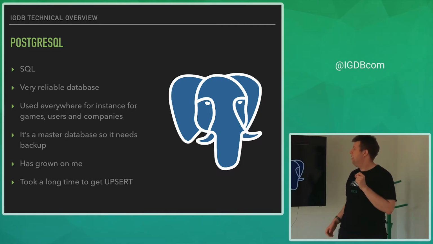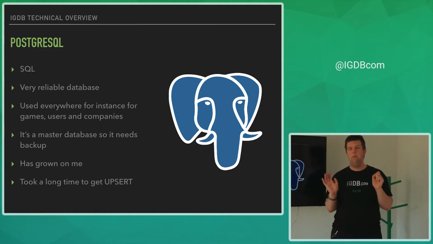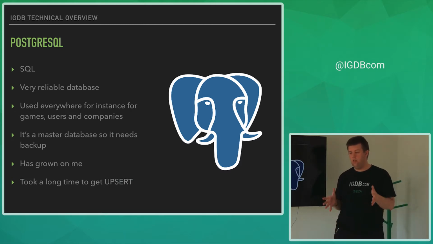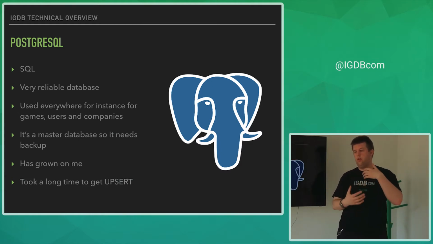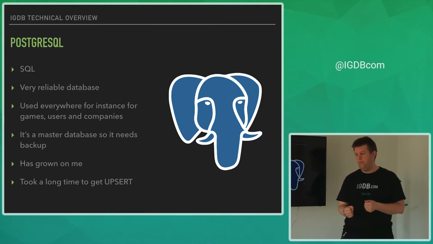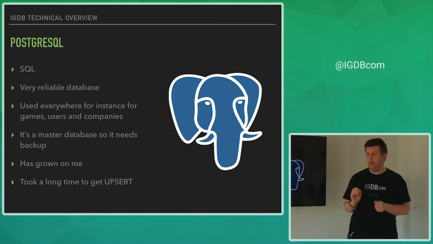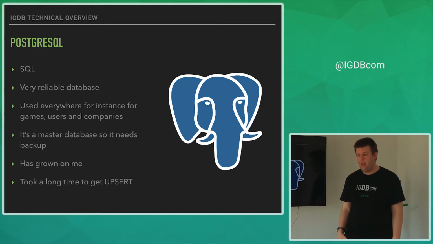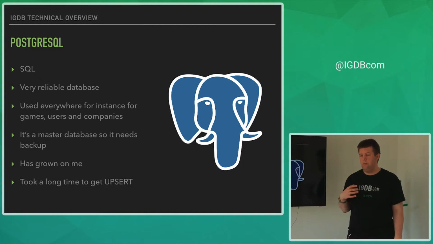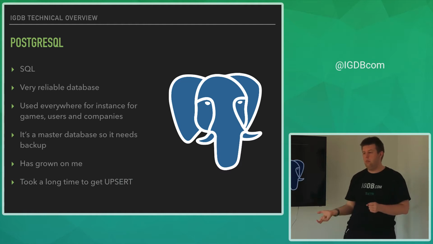And now, this is Postgres. This is our main database. It's an SQL database, and it's a very reliable database. It's used everywhere. For instance, for storing users, companies, and games, and so on. It's a master database, so it needs a backup. And it has grown on me, and you will see it in the Uber optimization part of this talk.